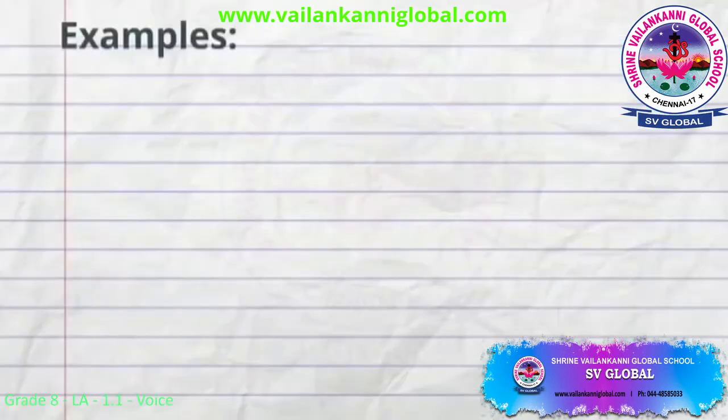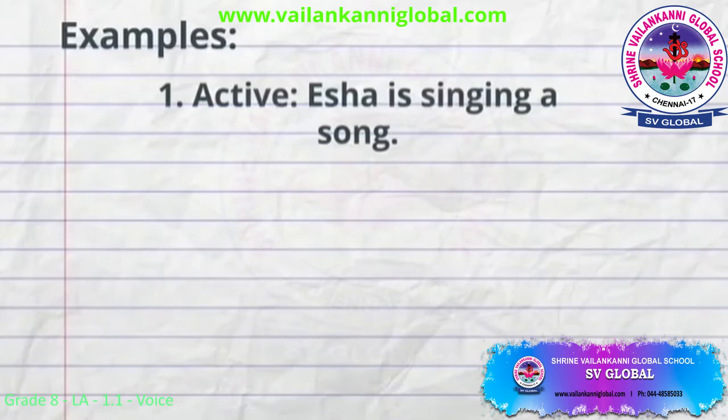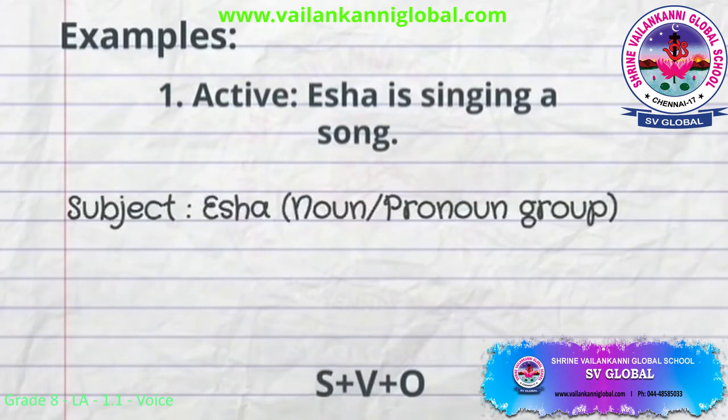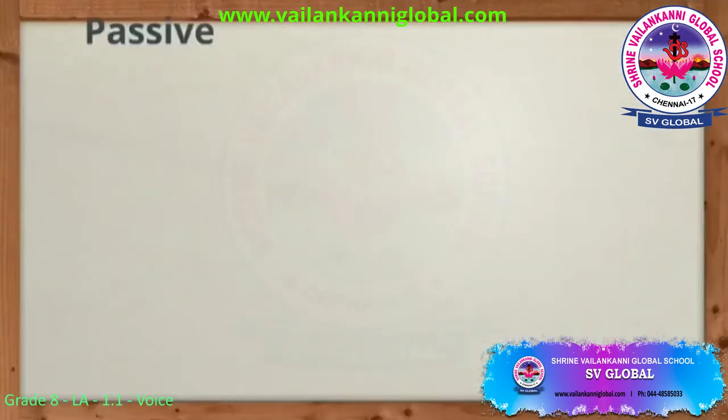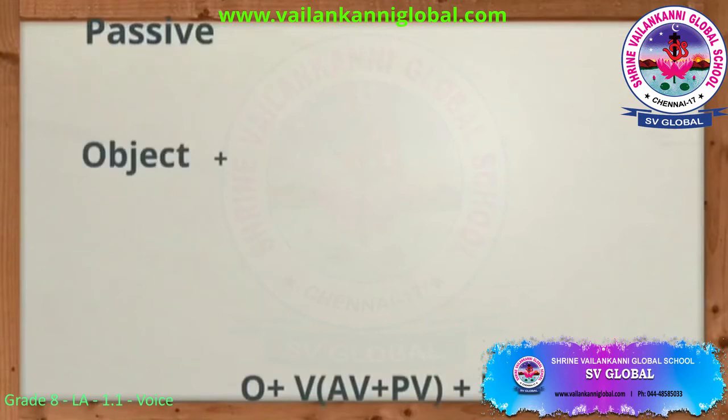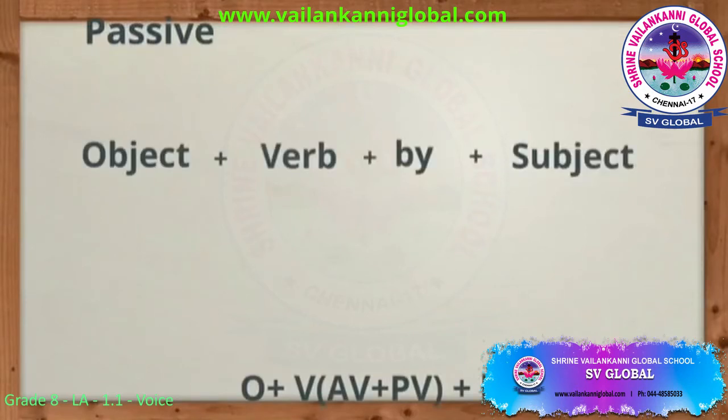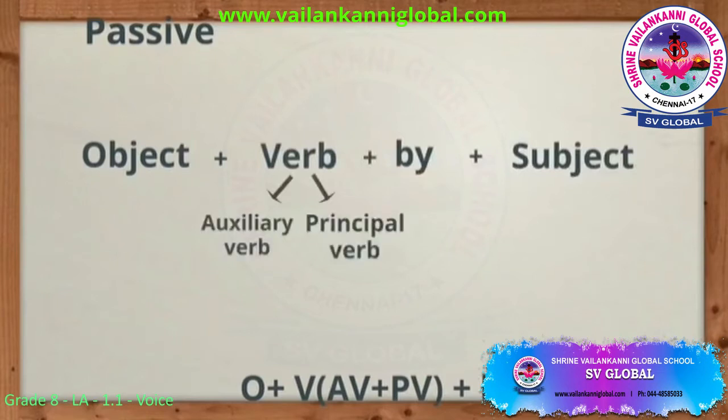Here's my example. I have constructed this statement keeping SVO pattern in mind because it is in active voice first. Isha is singing a song. Isha is the subject, that is in noun group, and then is singing, auxiliary verb and main action, and then there is a song which is an object. Let's change the statement into passive form now. We know the pattern of passive form, that is object plus verb plus by plus subject. And verb means it includes auxiliary verb and then main verb.